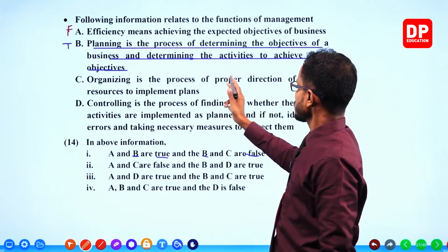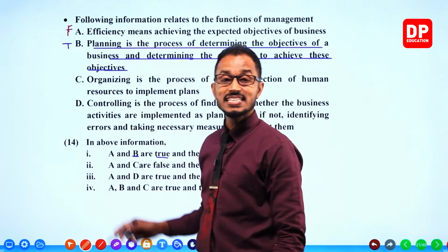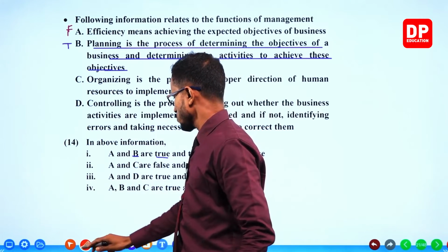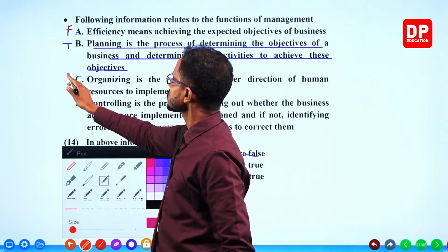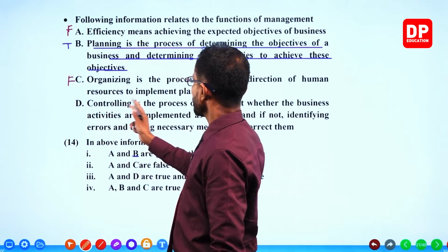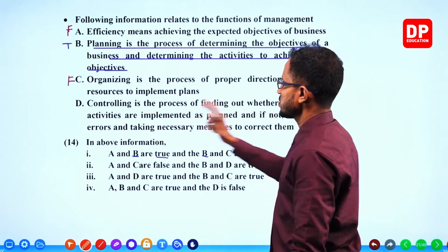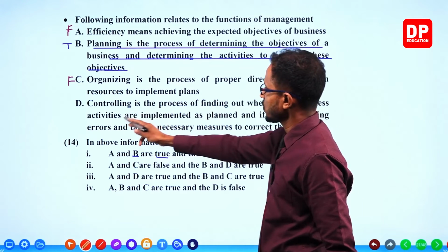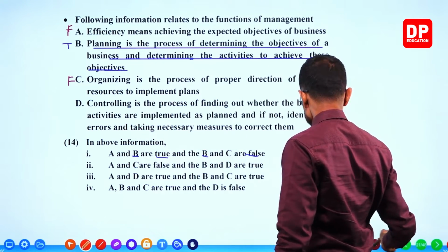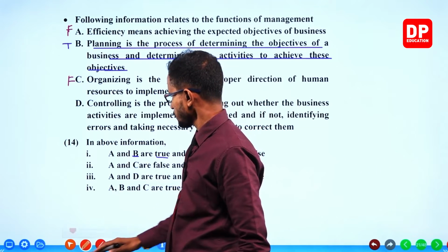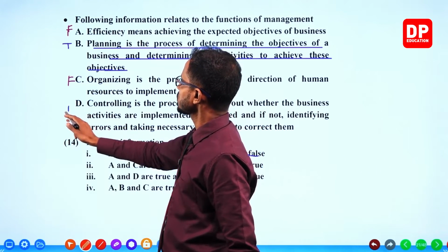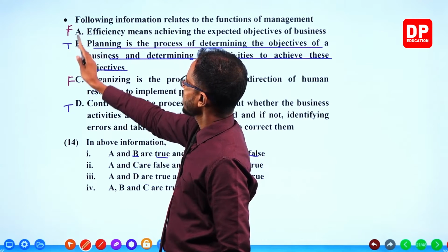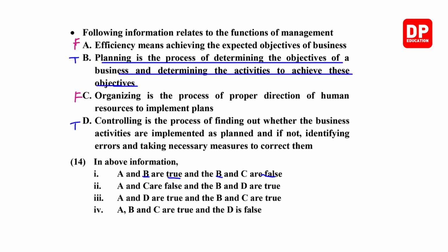Organizing is the process of proper direction of human resources. No, that is leading. So this is also not true. False. Controlling is the process of finding out whether the business is implemented as planned, and if not, correcting errors. That is also true. Then we have A and C false.